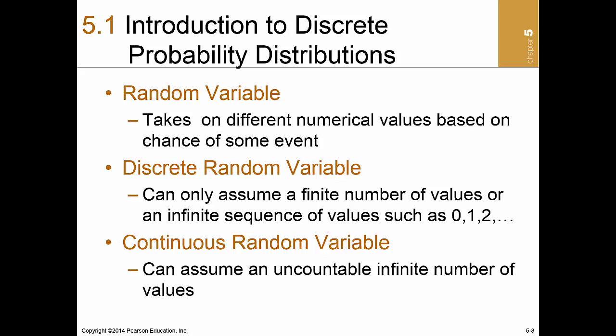It is a random variable that can only assume a finite number of values or an infinite sequence of values such as 0, 1, 2, and so forth. In other situations, the random variable is said to be continuous. These are random variables that can assume an uncountable infinite number of values. Examples of continuous variables include measures of distance and measures of weight when measured precisely.